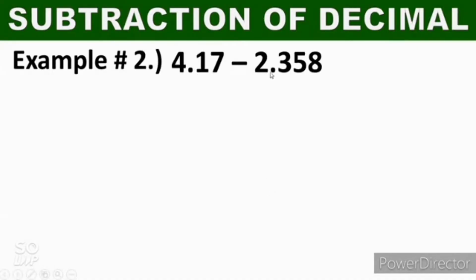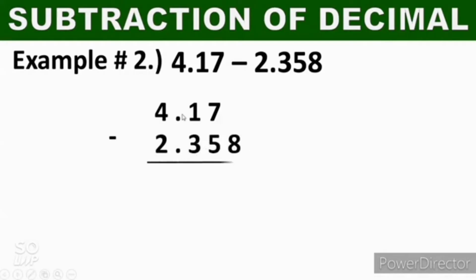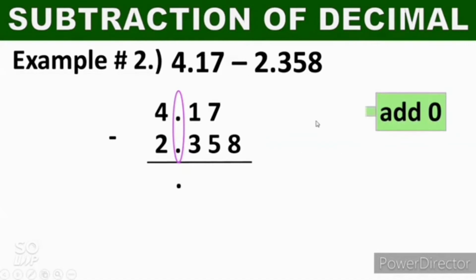Number 2: 4.17 minus 2.358. Again, same steps. We're going to observe the decimal points of the given decimals, and they must be on the same line, or aligned. Next, we're going to add 0 for 4.17, so it becomes 4.170, and then we subtract.